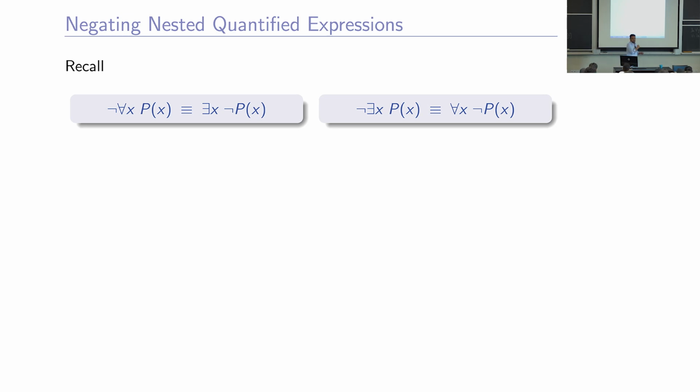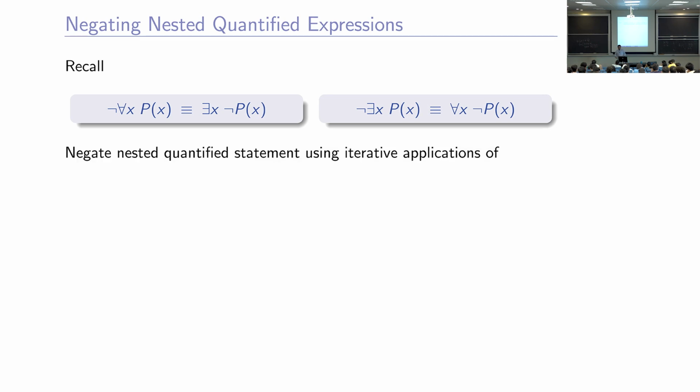So the negation of for all x, p of x is there exists x, not p of x. I told you, think of it as the negation goes inside and the quantifier flips. Similarly for the other one, it's just an application of De Morgan's law. So how would you negate a nested quantifier? Exactly the same way.